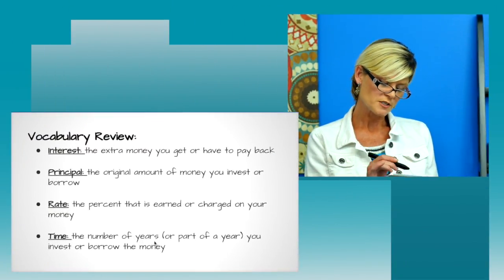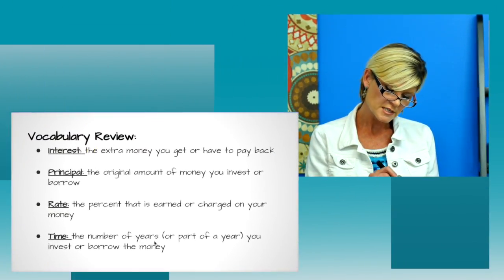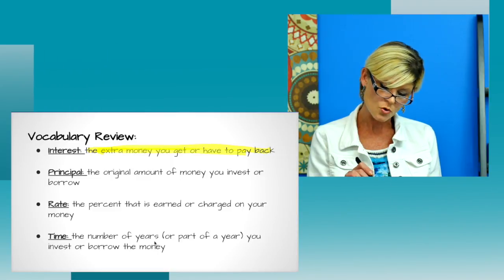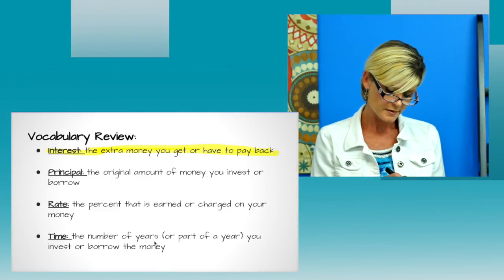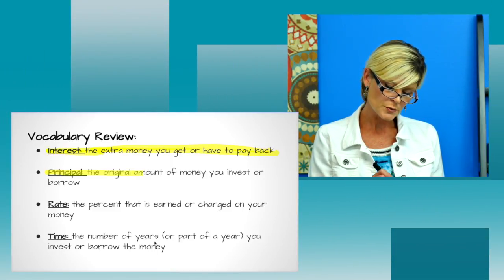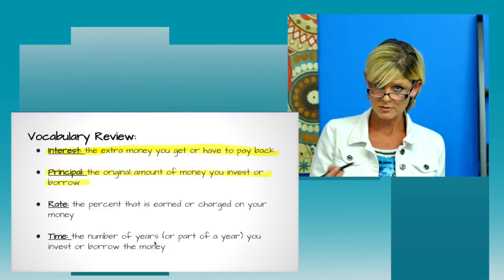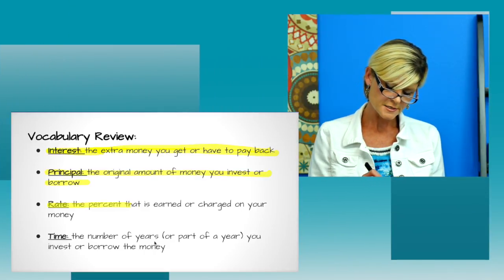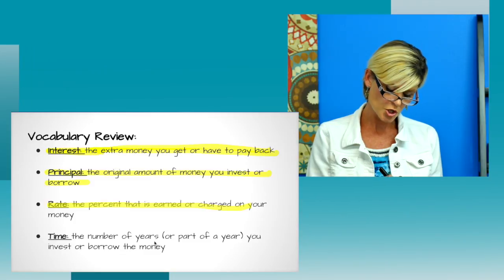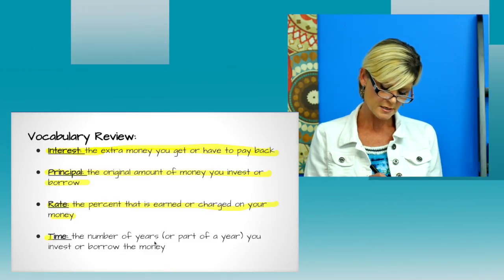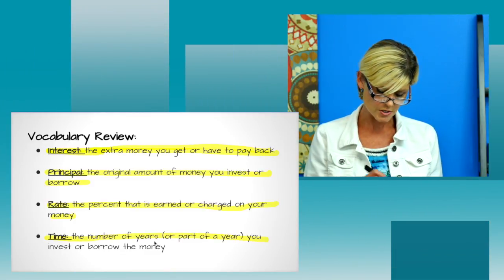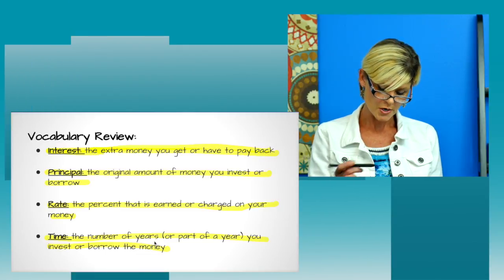All right, let's start with a vocab review. So we've talked about interest, and we know that interest is the extra money you get or that you have to pay back. That's interest. Principal is the original amount of money you invest or borrow. The rate is the percent that's earned or charged on your money. And time is the number of years or part of a year that you invest or borrow money.